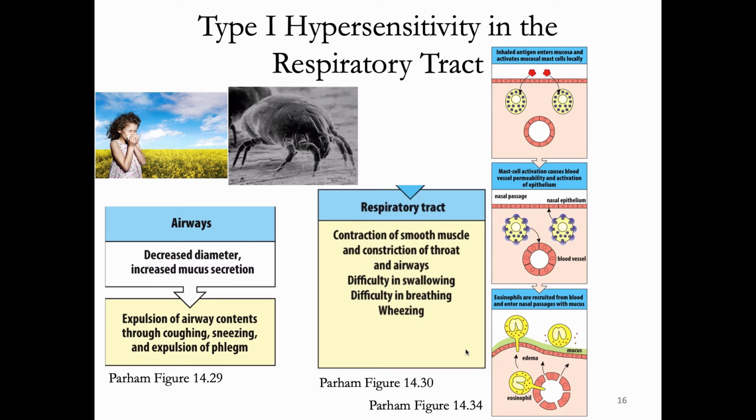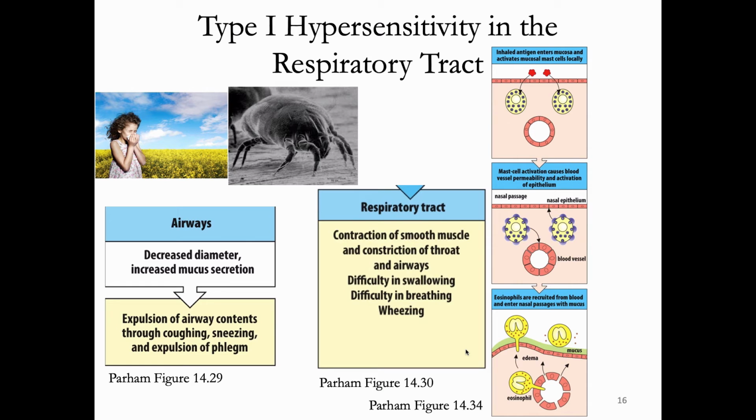So we get swelling, and we get vasodilation, etc. in the respiratory tract. We also will get mucus being expelled when these cytokines and lipid mediators are produced. That makes your lungs produce more mucus. It usually also induces changes in the muscles so that your airways basically try to expel contents. So you get coughing, sneezing, expulsion of phlegm because you're trying to get it out.